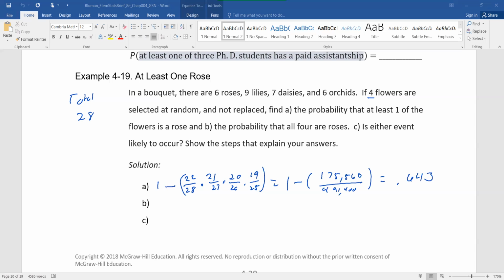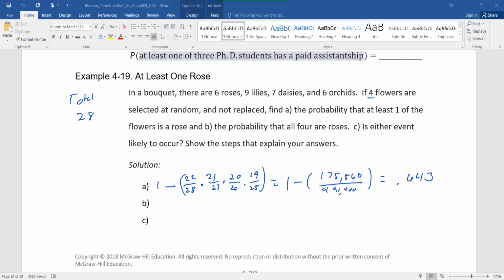At least one rose. Makes sense. Because like I said, if we had to do this the other way, we would have to do getting one rose, getting two roses, getting three roses, and then getting four roses, and then adding those four results up. So that can be kind of tedious. So again, this equation comes in clutch sometimes. Sometimes it's not always the fastest one either.